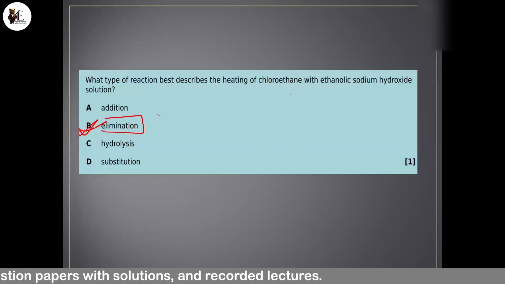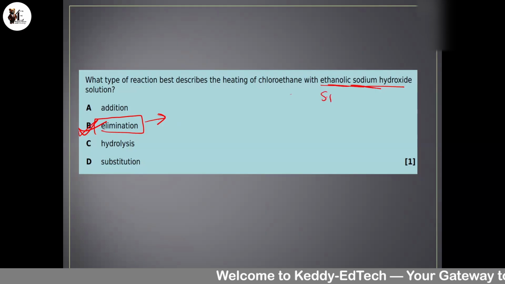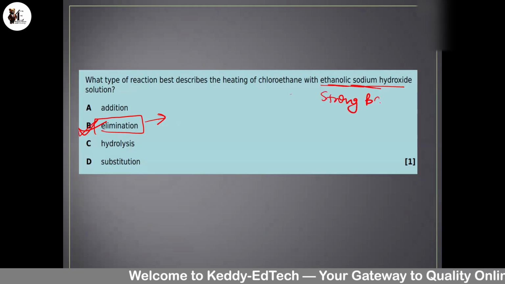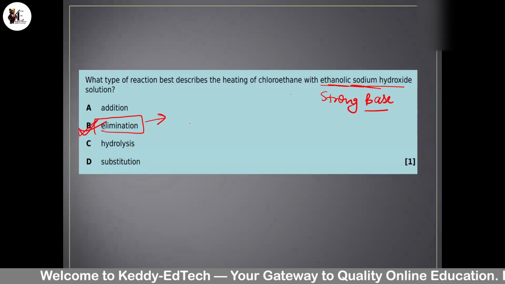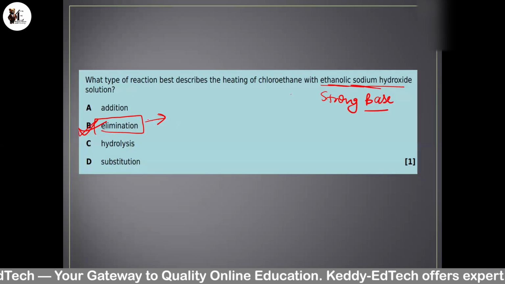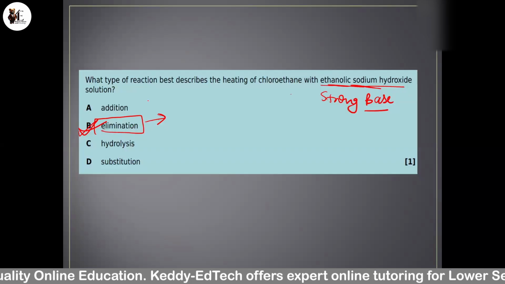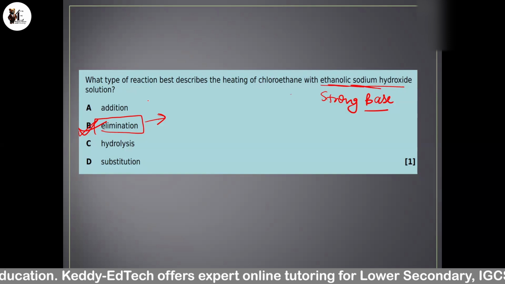If anyone asks you to define the elimination reaction, it involves the removal of atoms or groups from a molecule and results in the formation of a double bond. In this elimination reaction, ethanolic sodium hydroxide acts as a strong base and promotes the elimination of a hydrogen atom and chlorine atom from the chloroethane. So it leads to the formation of ethene as a product, and it eliminates a small molecule of water also.